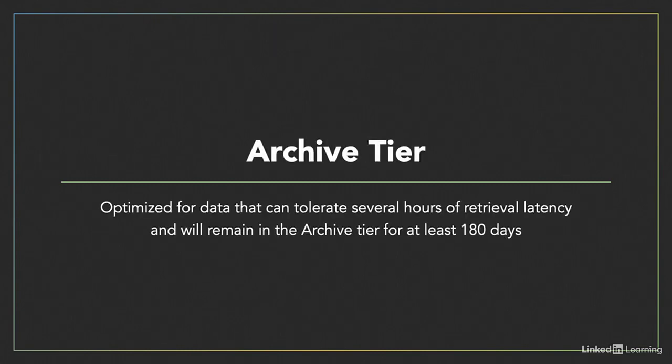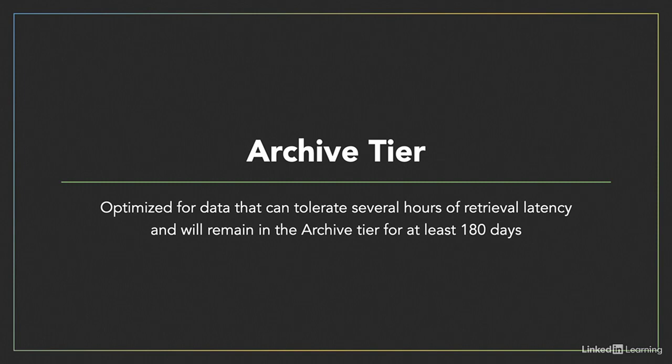The archive tier, on the other hand, is optimized for data that can tolerate several hours of retrieval latency and will remain in the archive tier for at least 180 days. The archive tier is the most cost-effective option for storing data, but accessing that data is more expensive than accessing data in the hot or cool tiers.